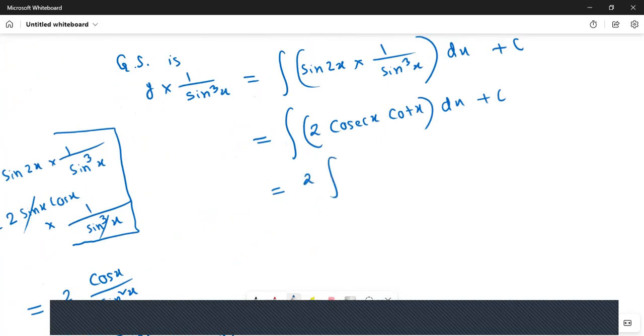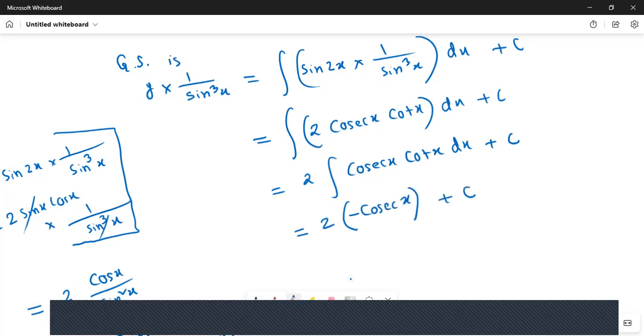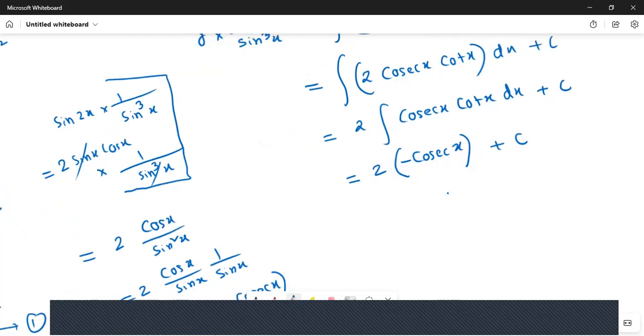Now this 2 will come outside, obviously. And so we write cosec x cot x, because we know this, it is a formula. What formula is this? Integration of cosec x cot x becomes, it's actually, minus cosec x plus c. Okay. So the left hand side is y by sine cube x.